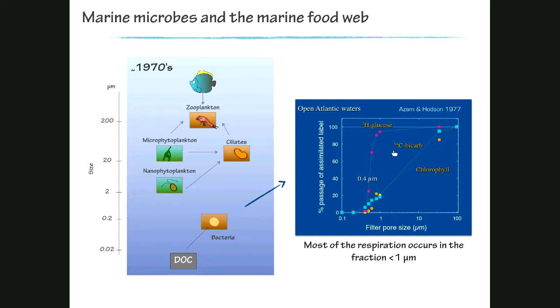And so you see here, if you use a large filter, 100% of the respiration goes through this filter. But if we look at 1 micrometer, which is the average size of bacteria, then also a very large percentage goes through the filter. So this was the first realization that bacteria, because of the size range, were actually respiring this glucose, and this means that they are actually using the dissolved organic carbon that exists in the ocean. And this has important implications.